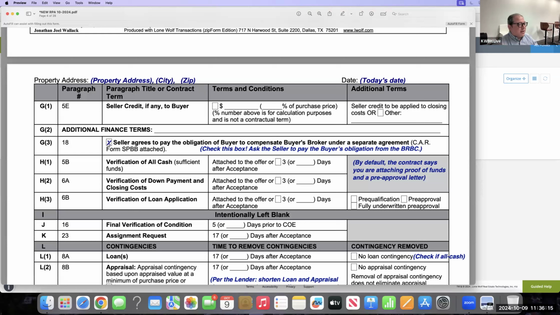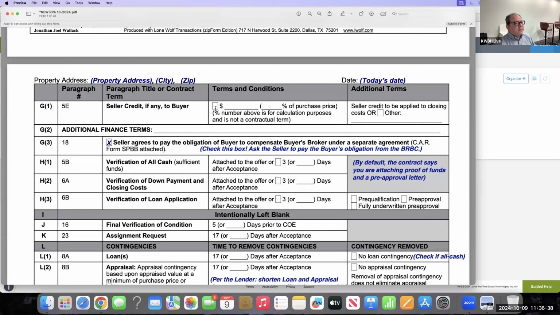Your seller agrees to pay the obligation, 2.5%, fine. Now, if there's an agent out there saying 4%, what's gonna happen is you're gonna put the 4% credit here and not use the next paragraph. You're not gonna ask the seller to cover the buyer's obligation. You're only gonna ask for the full 4% credit that the agent is advertising.